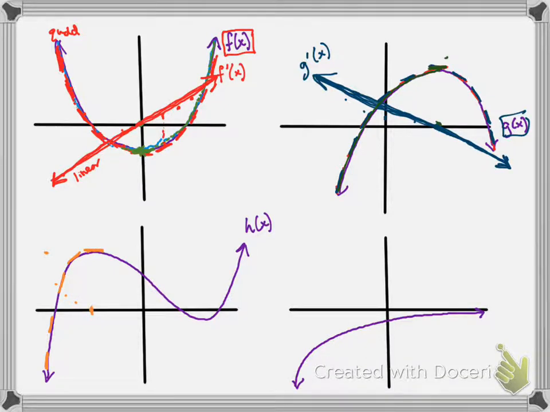So the derivative right there is 0. Now the other point where the derivative is 0 is over here. So the derivative is going to intersect the x-axis at both of those points. Now I want to focus on this interval for a moment. So focus with me right here.